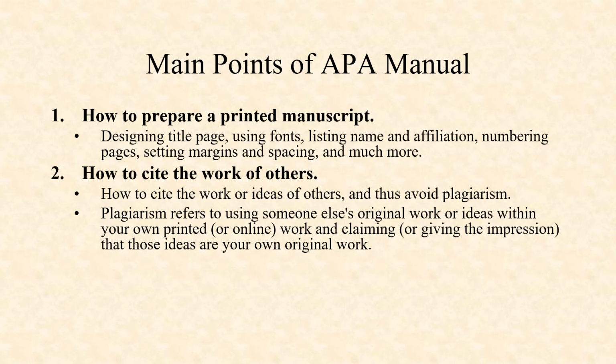Overall, the APA manual focuses on two main items. Number one is how to prepare a printed manuscript. And that's everything from designing the title page, the kind of fonts you use, the margins, and so on. And the second focus is how to cite the work of others. And that occurs both throughout the text of the paper as well as on your reference page or bibliography. And the purpose here is so that you can give credit to other authors for their original work or ideas, so that you do not accidentally commit plagiarism.